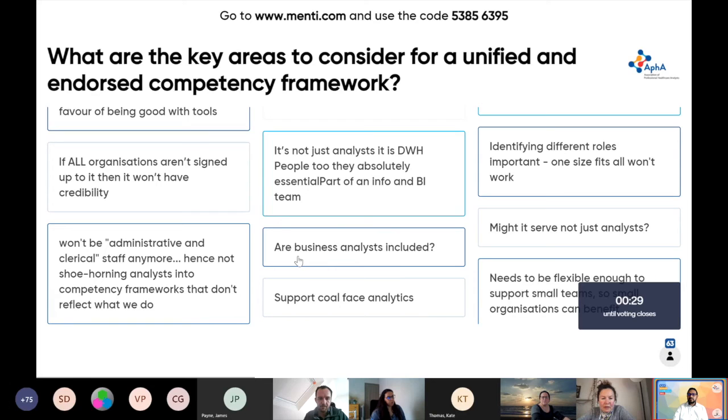So there's a question about, are business analysts included? I think we need to have a further conversation around this. What do we mean by which job category we are classifying as analysts? Business analysts have analyst in their title, so they should be included if they're doing any analytical activities.